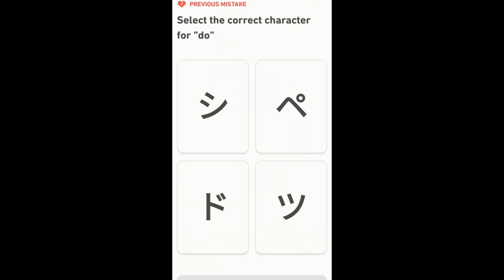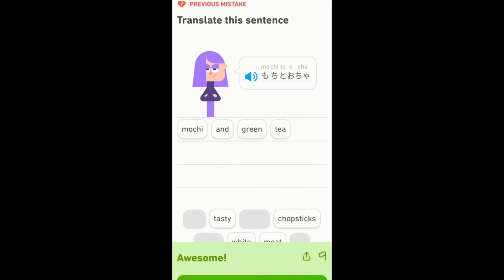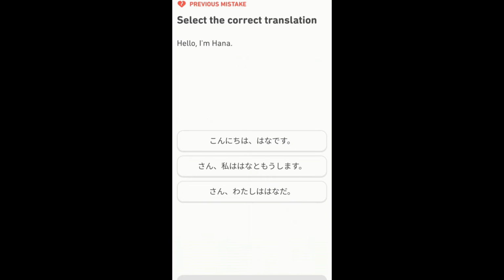So do, this is a new letter, do, which is the second one. There is a bunch of smiley faces that may look like that, but they're really actual letters. So you know what mochi is, and you know what ocha is. It's just figuring out what that to means, and that's probably and. So mochi to ocha is mochi and ocha.